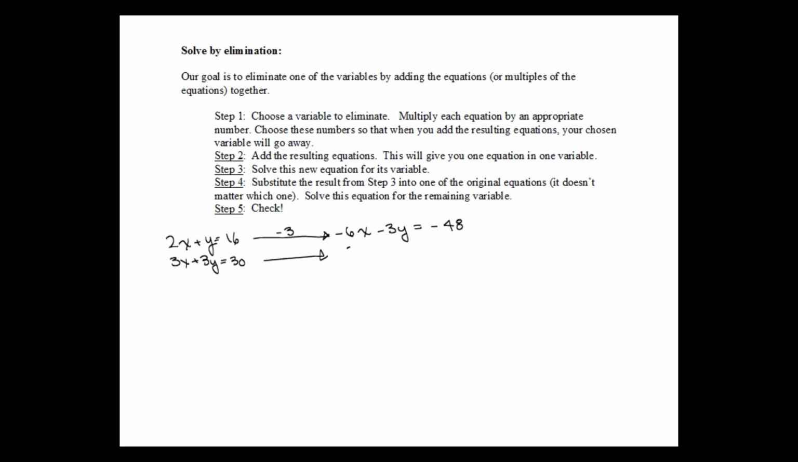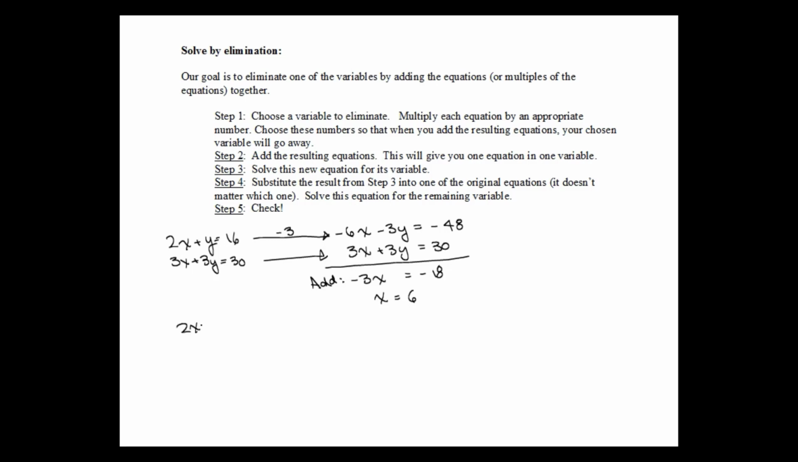Here, let's leave the second equation alone. 3x plus 3y equals 30. Add the equations. So I get a negative 3x, 0y, which is the reason I multiplied that first equation by minus 3, and a negative 18. And so my x is 6. Now, you can either put the 6 back into one of the other equations, or you can do elimination again. Let's do elimination on the other variable.